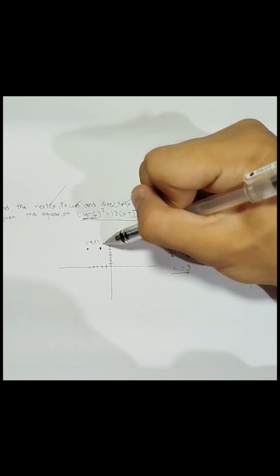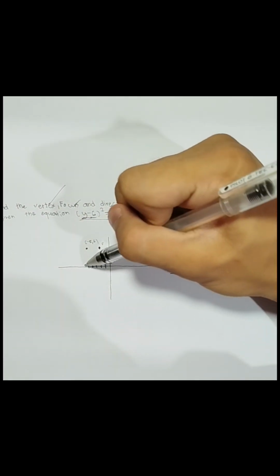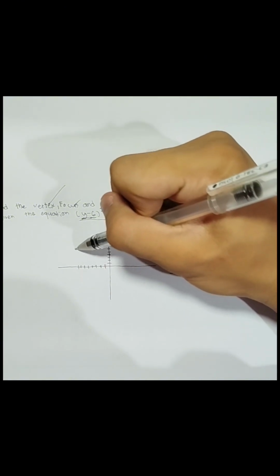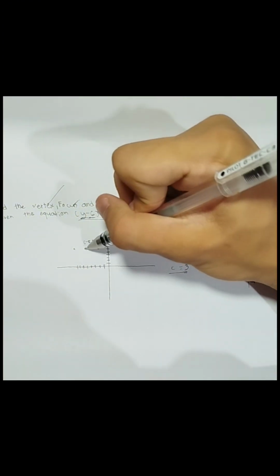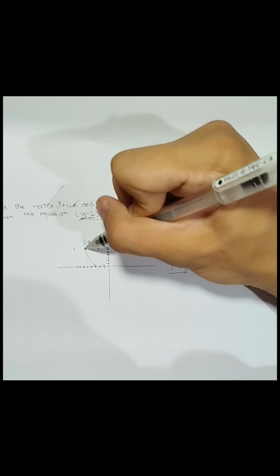Yeah, that is our focus. And our directrix should be 1, 2, 3, right there. So as I have shown you, our parabola should be like this. And as we all know, our focus should be inside of the parabolic arc. So of course, the parabola is going to be like this.